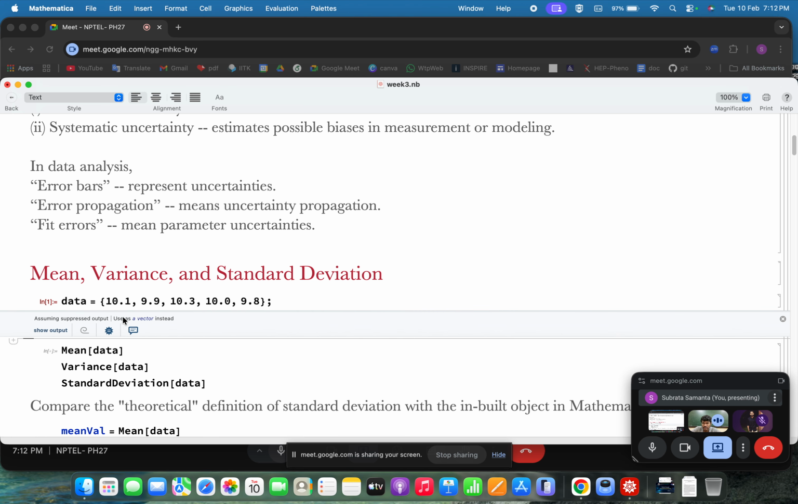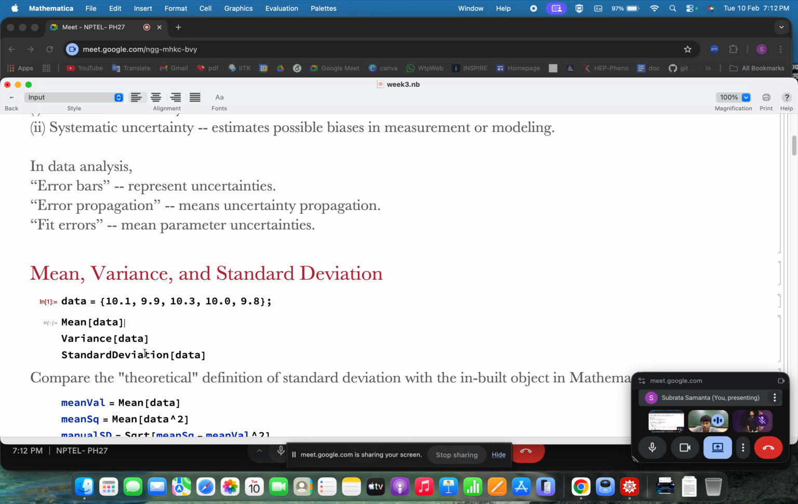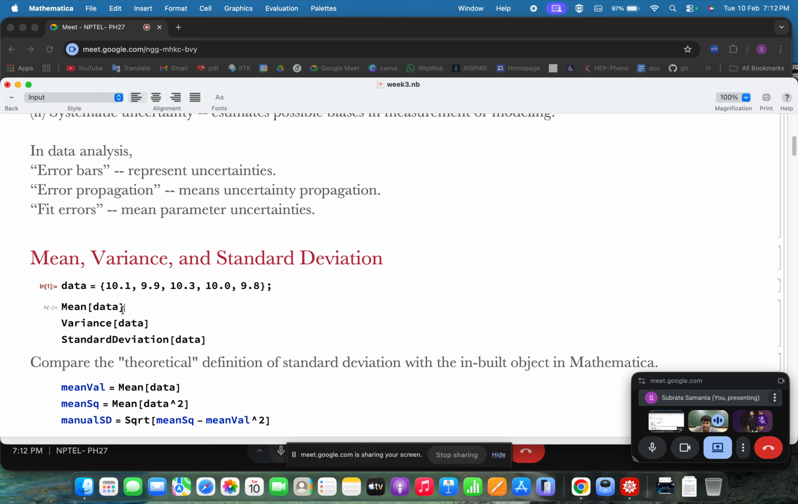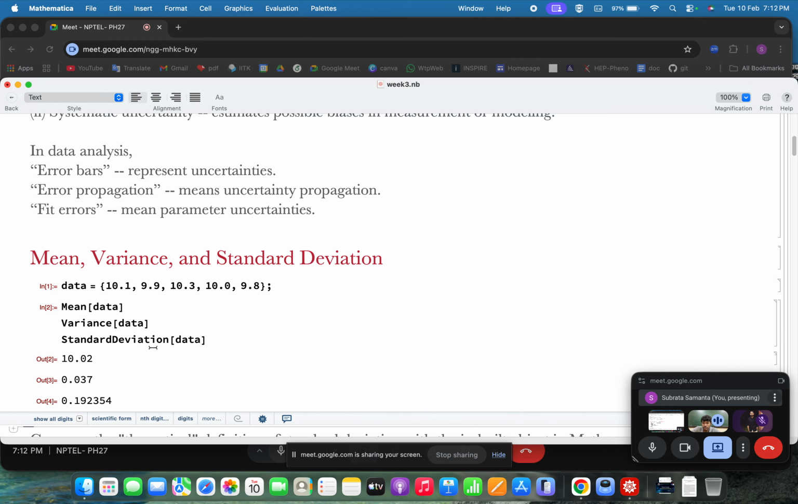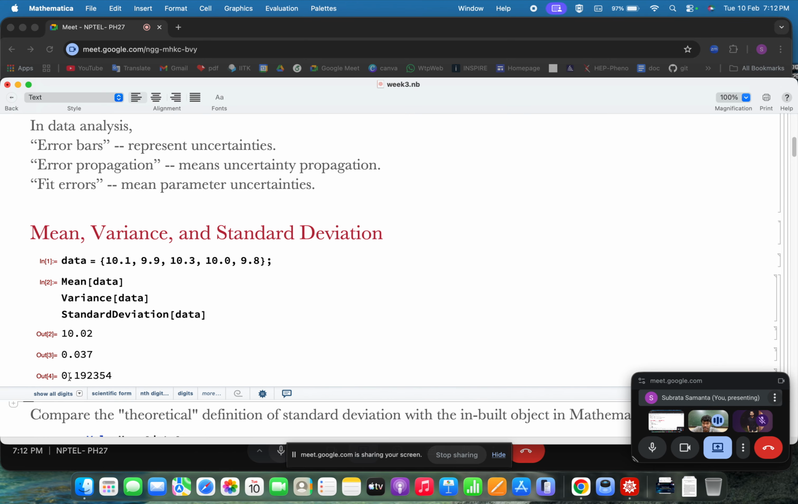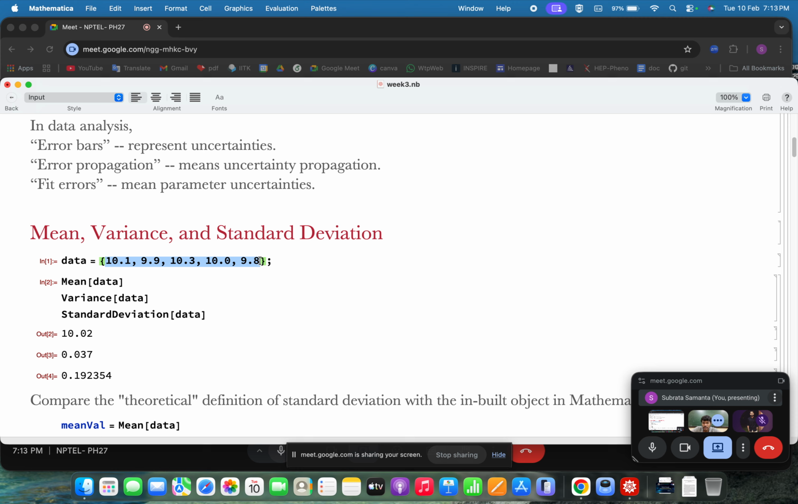How do we calculate the mean? Basically, sum over this data and divide by the number of data. In this way you can calculate the mean and then the variance. I calculate these one by one. So let's first calculate the mean, variance and standard deviation from the inbuilt object that is already defined in Mathematica. If you do this, your mean is 10.02, your variance is 0.037, and the standard deviation is this. So you can check this by just calculating the sum.